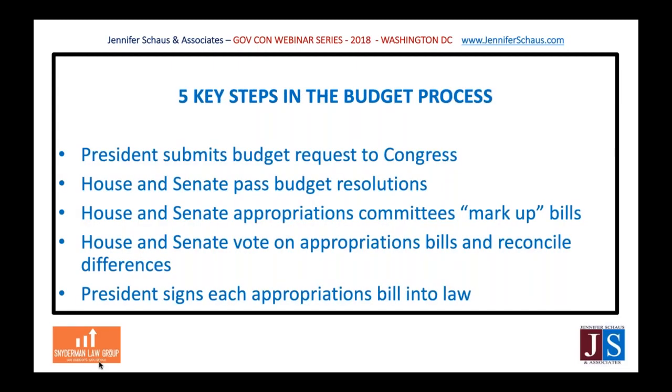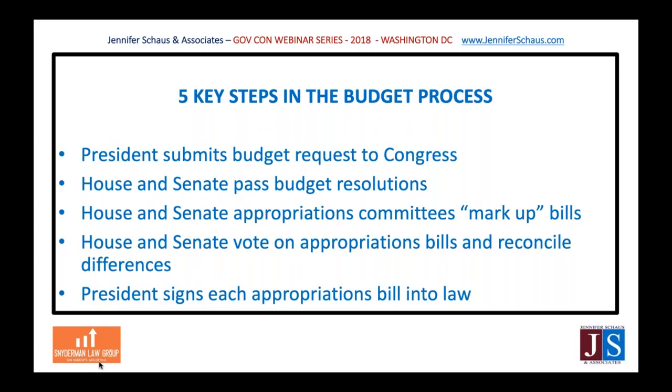So there's really 5 key steps in the budget process, and mind you, this is the process as it is supposed to work, and we'll talk a little bit about how it actually works. The President submits the budget request to Congress. The House and the Senate pass budget resolutions. The House and the Senate Appropriations Committees, which are about 12 of them, then meet to mark up those bills. They vote on the appropriations bills and they reconcile all the differences. That goes to the President. The President signs it all into law. Now that's the perfect world, and we'll see on the next slide.